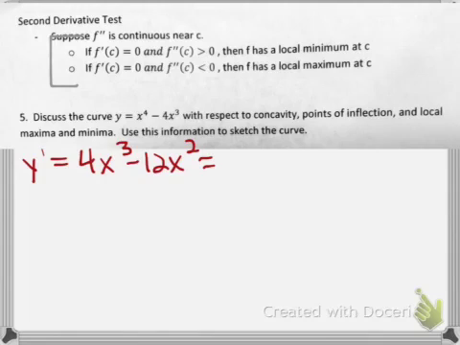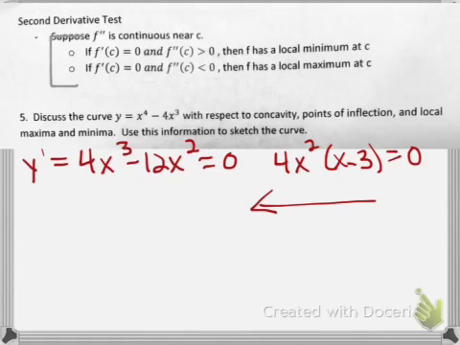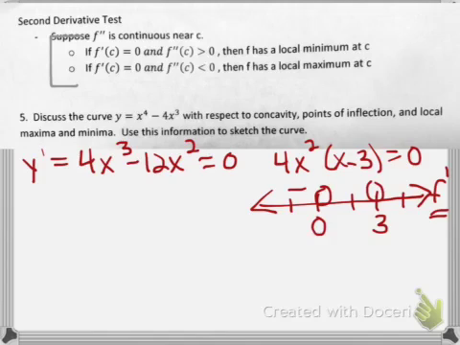Okay. If I set that to 0 and I factor out 4x squared times x minus 3 and do a sign chart. So I have 0 and I have 3. This is for the first derivative. And then again, you're going to plug these values in. You're going to plug them into the derivative, because this is the derivative sign chart. You're going to get negative, negative, positive.